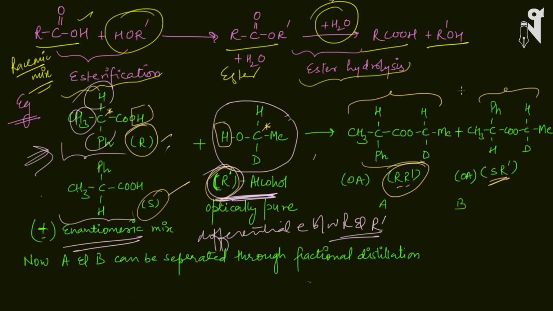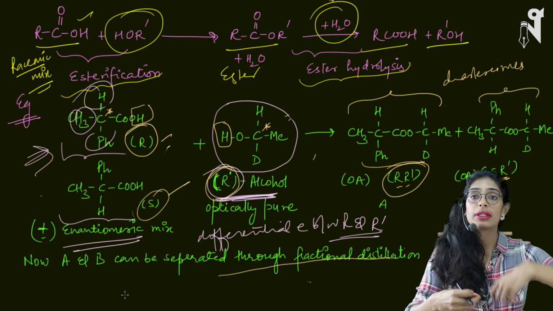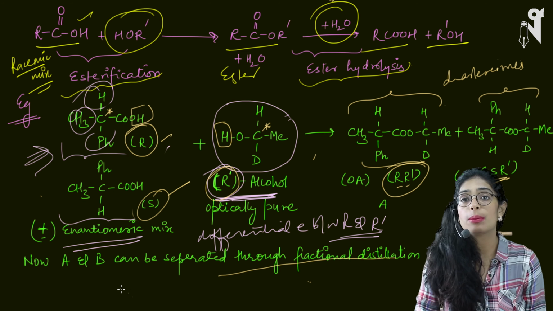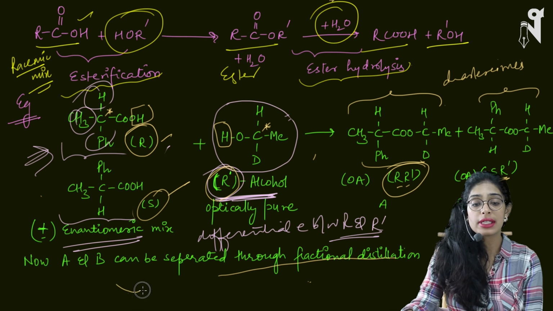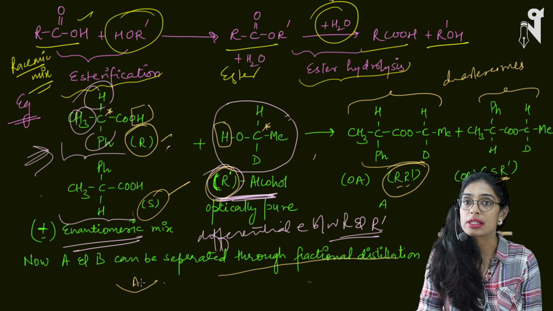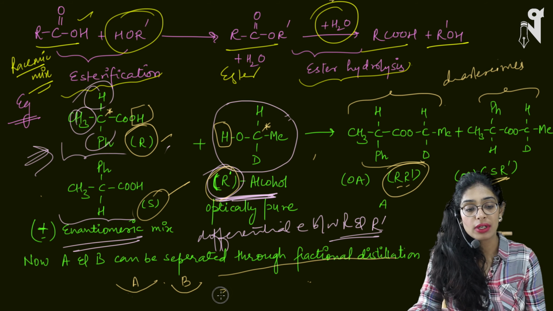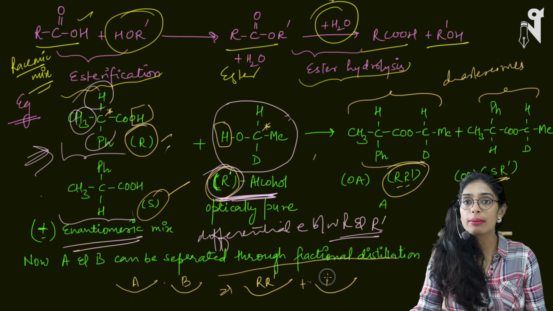So how can I separate these diastereomers? Through fractional distillation, by heating them up and separating them out at different boiling points and so on. So now this A compound and B compound can be easily separated through fractional distillation. Now after fractional distillation, what will I get? I'll get two esters. One is RR dash and another is R dash S. This is what I'm going to get.